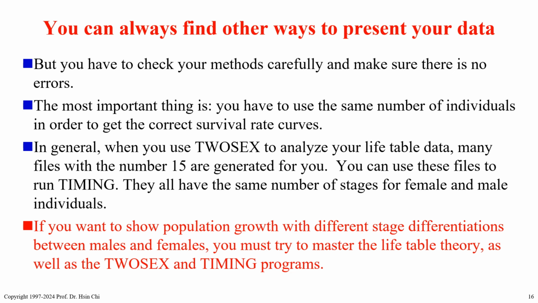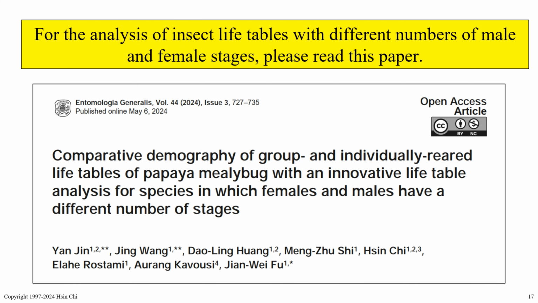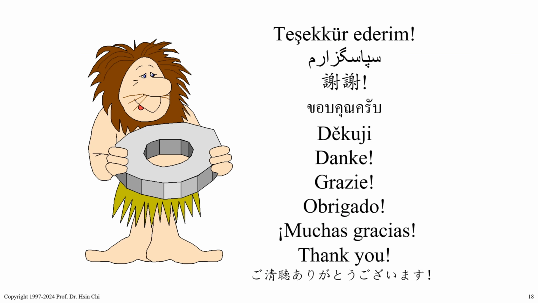If you want to show population growth with different stage differentiations between males and females, you must try to master the life table theory, as well as the TWOSEX and timing programs. For the analysis of insect life tables with different numbers of male and female stages, please read this paper. Thank you very much.